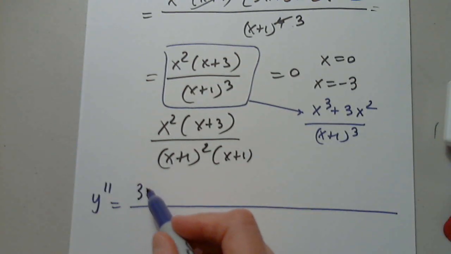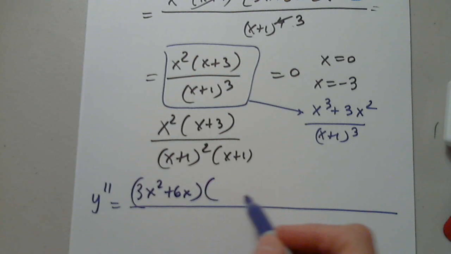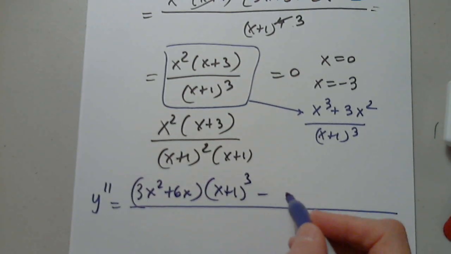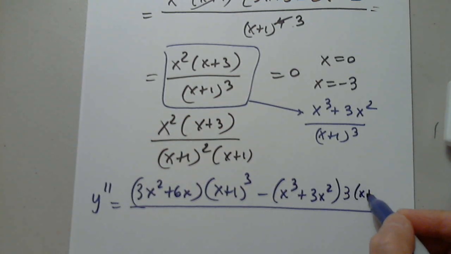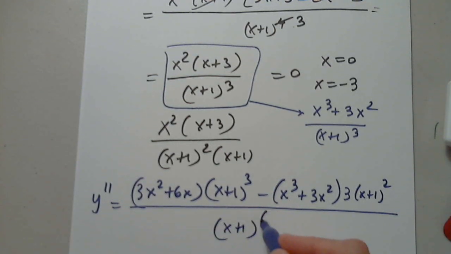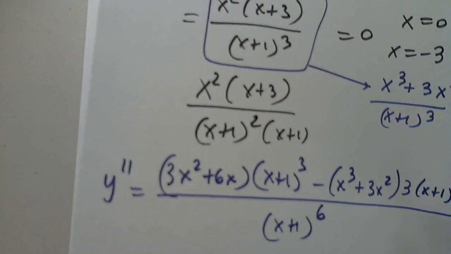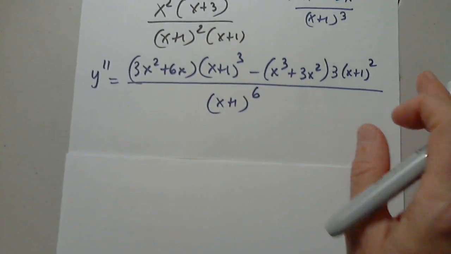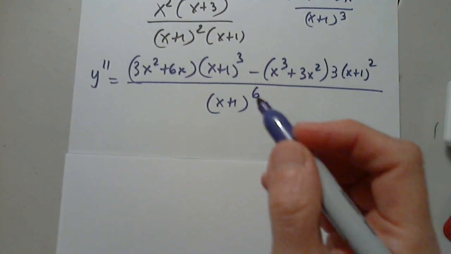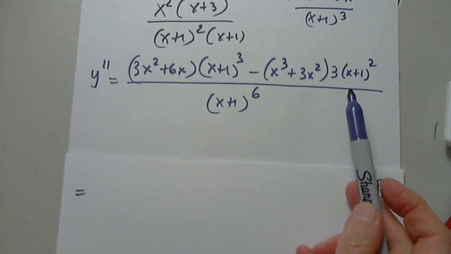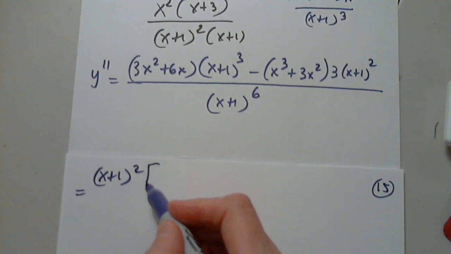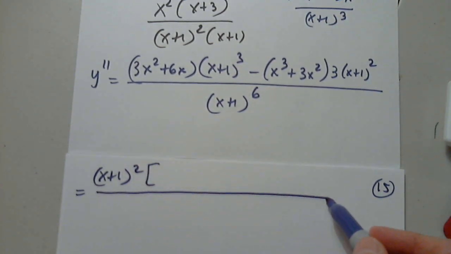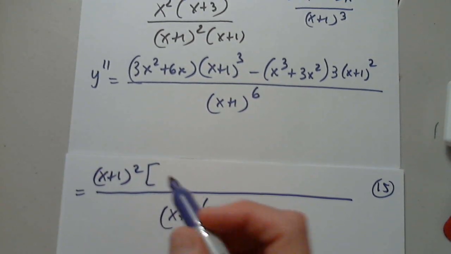So, top prime, 3x squared plus 6x. Denominator, x plus 1 cubed, minus x cubed plus 3x squared times 3 times x plus 1 squared times the inner function prime, which is 1, over x plus 1 to the 6th. Do not distribute. It will be a terrible mistake. Okay. So I will factor out x plus 1 squared. And it's still a lot, over x plus 1 to the 6th.